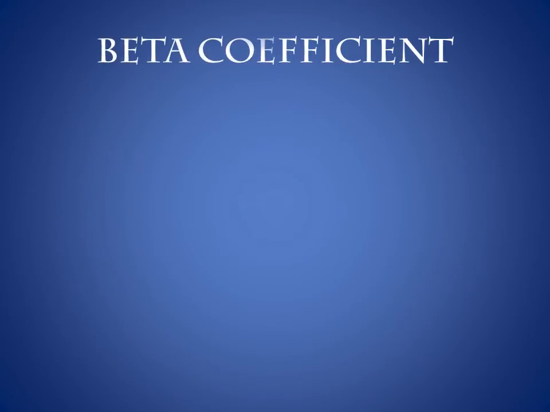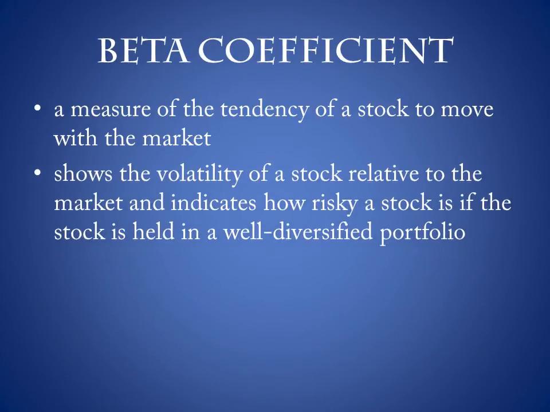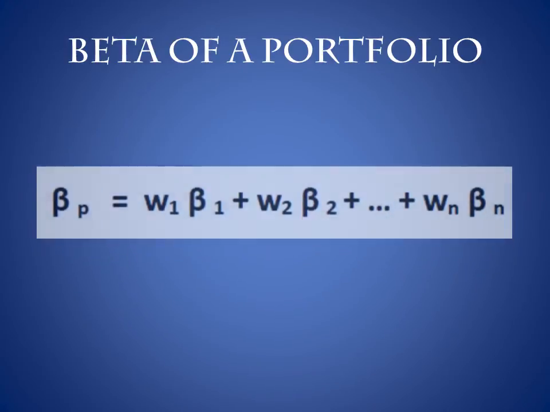Aside from this, we also look at the beta coefficient of a stock, which is a measure of the tendency of a stock to move with the market. It shows the volatility of a stock relative to the market and indicates how risky a stock is if the stock is held in a well-diversified portfolio. The beta of a portfolio can be calculated using this formula.